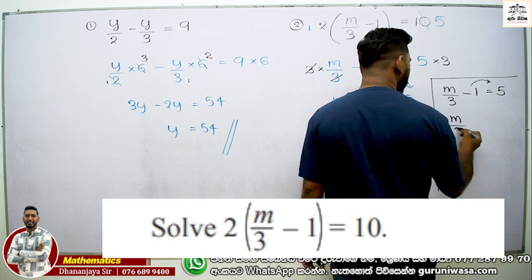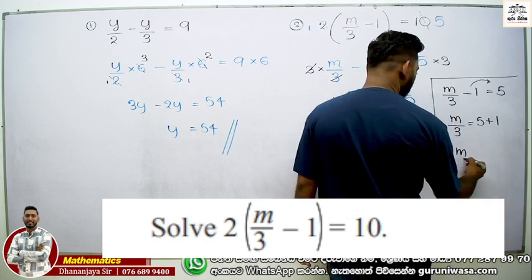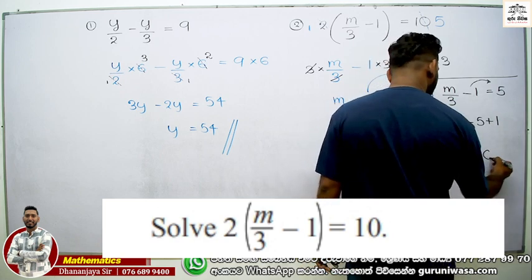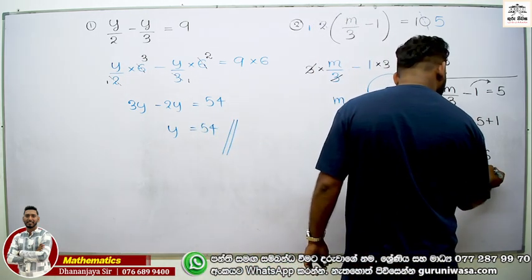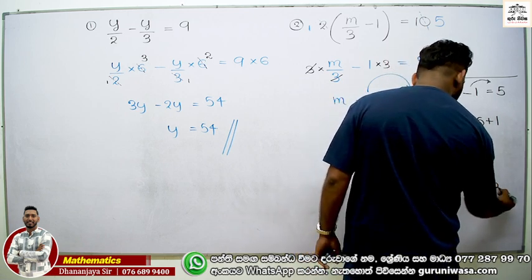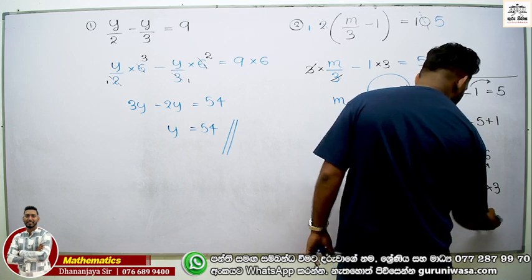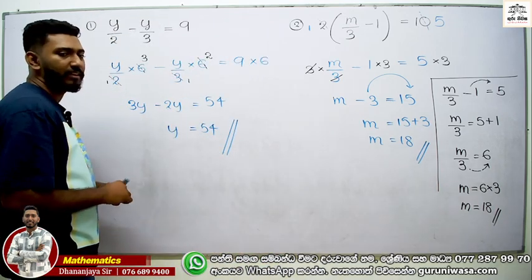Now m over 3 equals 5 plus 1. Now m over 3 equals 6. Now you can write it as the 3 goes to the other side, it should be a multiply. m equals 6 times 3, m equals 18. That is also correct, right?